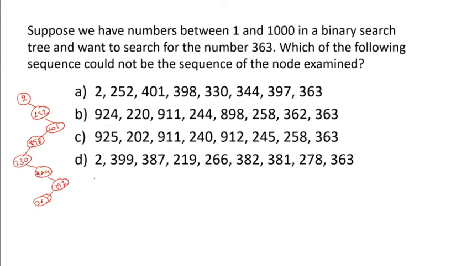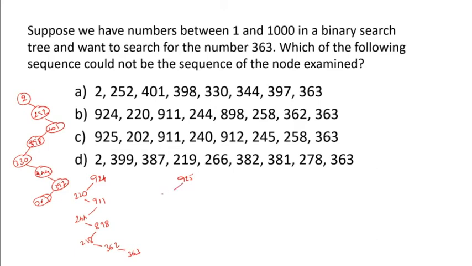Now let us go with the second one. 924. So 924's left child, you'll be having 220. You are understanding how I am taking this to the left, right? 220 is less than 924, hence I am taking it to its left. 911. Next 244. Next 898. Next 258. Next 362. Next 363. Yeah, this is also correct. No issues, right?